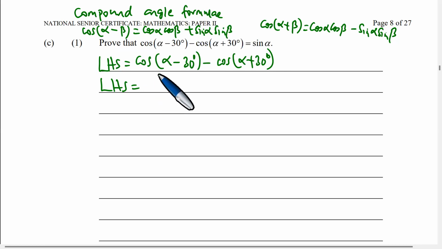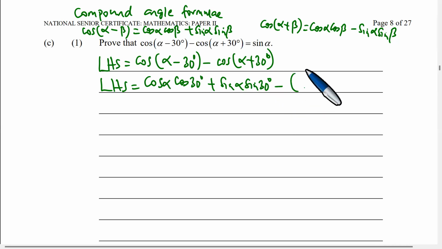So now you have these. So now you need to expand these here. So this is cosine alpha, cosine beta, which is 30 degrees. Okay, it's minus, then it becomes a plus. The sine of alpha, the sine of beta, 30 degrees. Minus. So you have this, which is cosine alpha, cosine beta, minus sine alpha, sine beta.